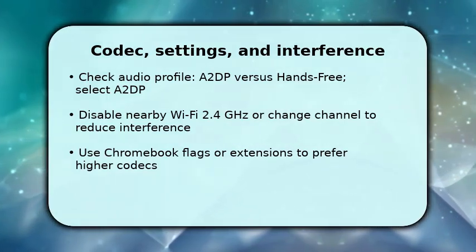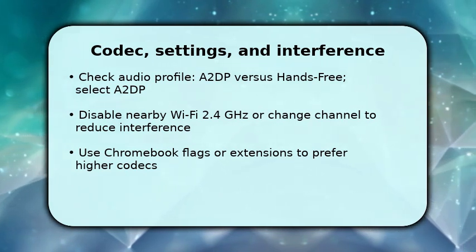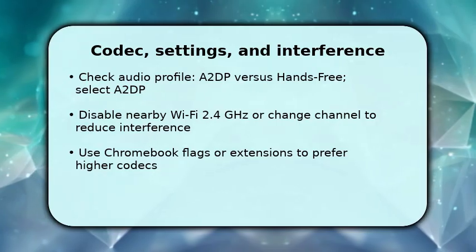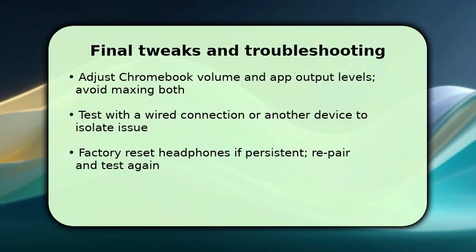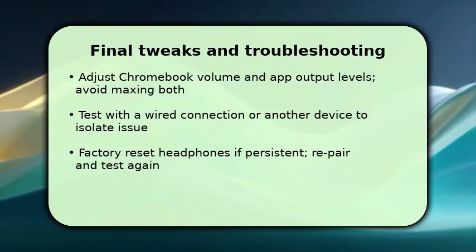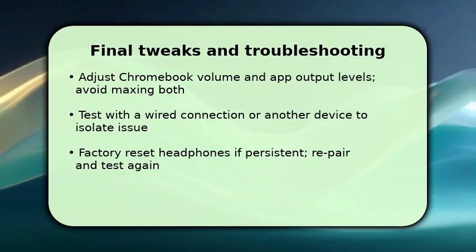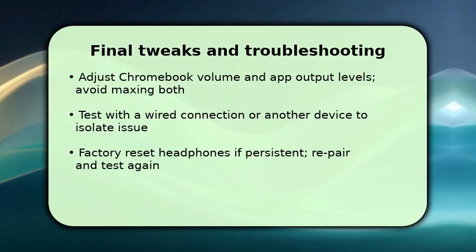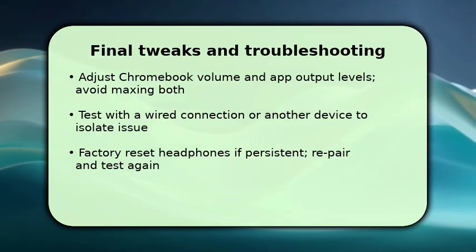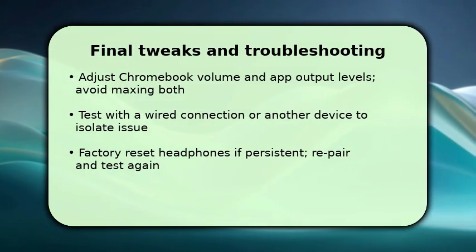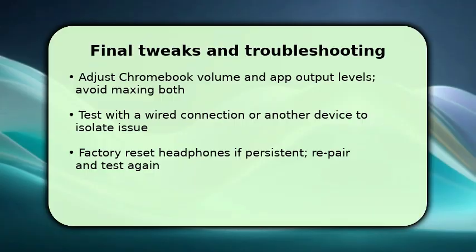If available, use Chromebook flags or extensions to prefer higher Bluetooth codecs, so the device and headset finish by balancing software and hardware levels. Set Chromebook output around 70 to 85% and then adjust headphone gain to avoid clipping or hiss. Once done, test the headphones with a wired cable or a different phone to isolate whether the Chromebook is the culprit. If problems persist, factory reset the headset and repair, because corrupted firmware settings can cause sustained poor quality.